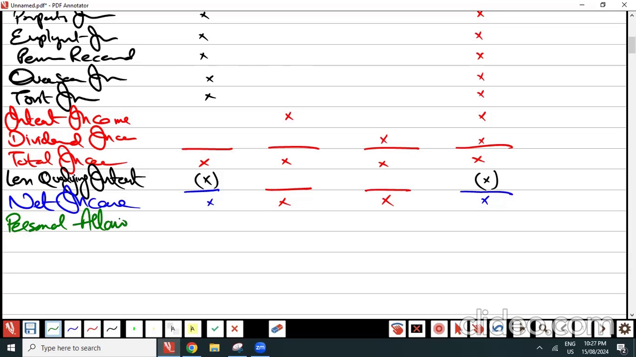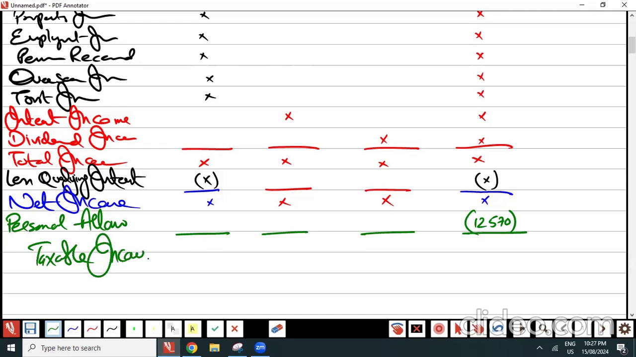Whenever we reach net 12,000, automatically 1,570 will come in our mind. What is this? This is a taxable income reducer, meaning it is going to reduce my tax. Correct or wrong? Yes, sir. And it is a fixed amount: 1, 2, 5, 7, 0.